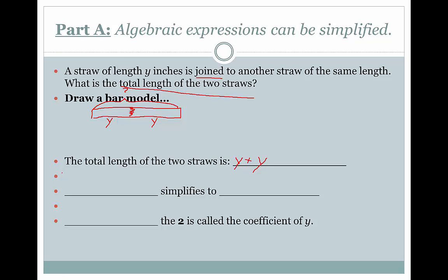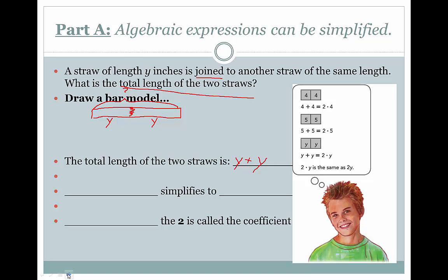Now, let's think about what we know. In our last lesson, we substituted numbers for our variables. Let's look. What if we said that y equaled 4? Our bar model would be 4 and 4, and we would change our variables to be 4 plus 4, which equals 2 4s, so 2 times 4. Because I could simplify this to say 2 multiplied by 4, because there are 2 4s.